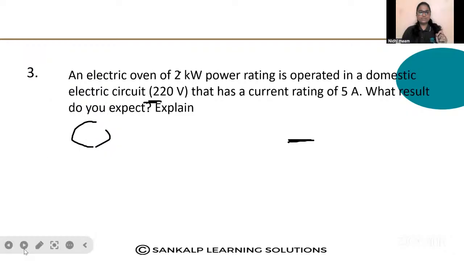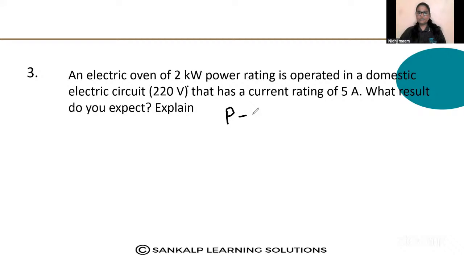Next question. Next we have a problem here. An electric oven of power 2 kilowatt is operated in a domestic electric circuit, that is V is 220 volt, with a current rating I is equal to 5 ampere. What result do you expect, they ask. So what actually we have to find here?